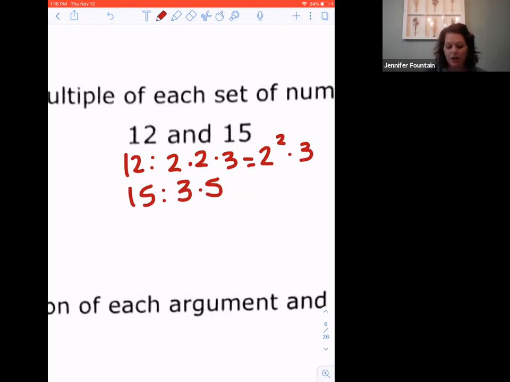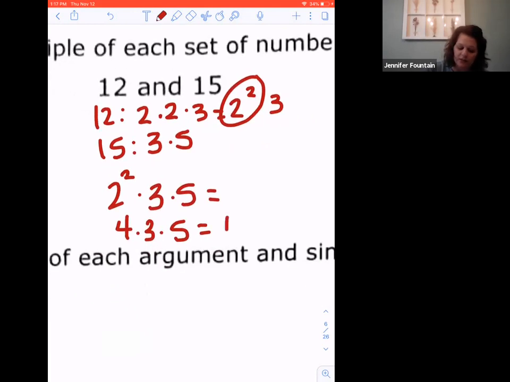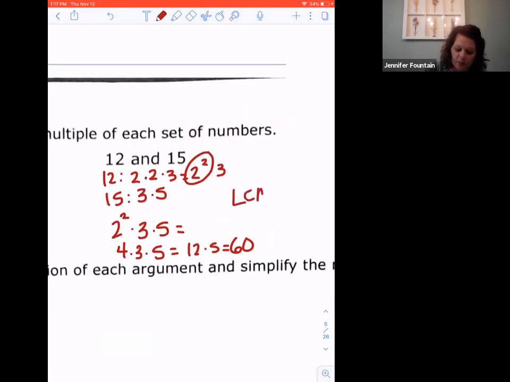So again, here I look at all my numbers. I have to represent 2, 3, and 5. I have to represent each prime factor to the highest exponential form. So 2 squared times 3 times 5. 2 squared is 4 times 3 times 5. 4 times 3 is 12. 12 times 5 is 60. So my least common multiple equals 60.